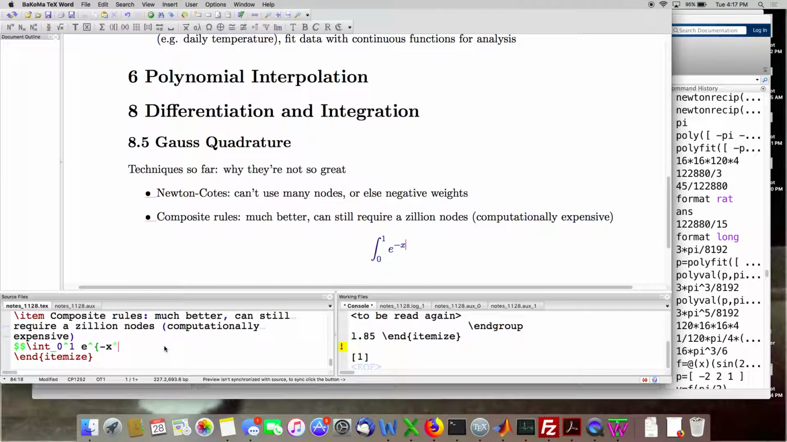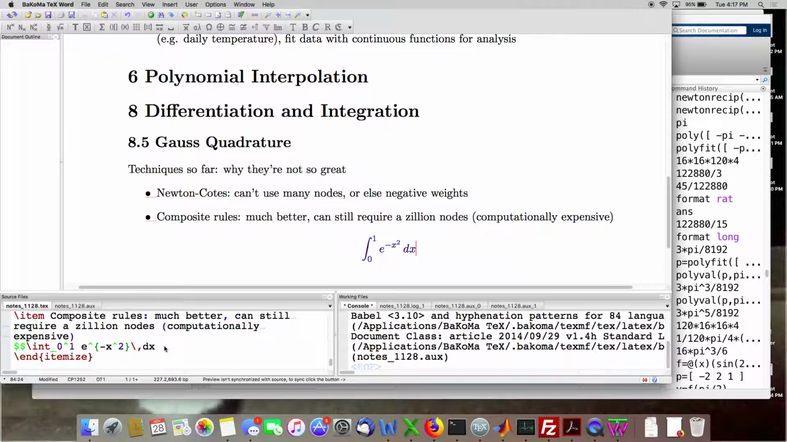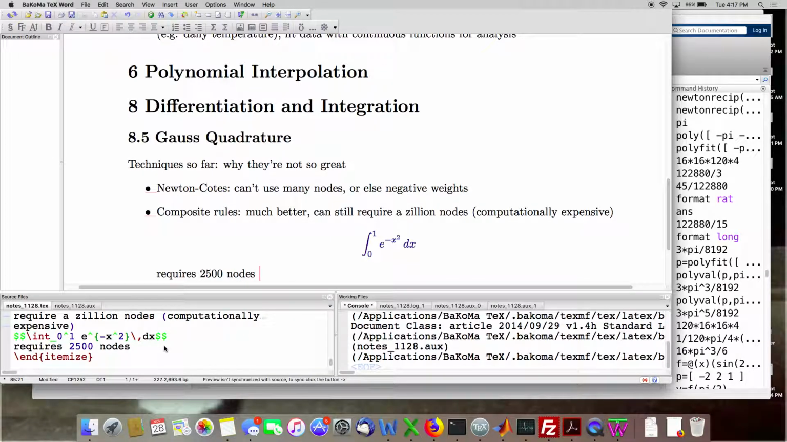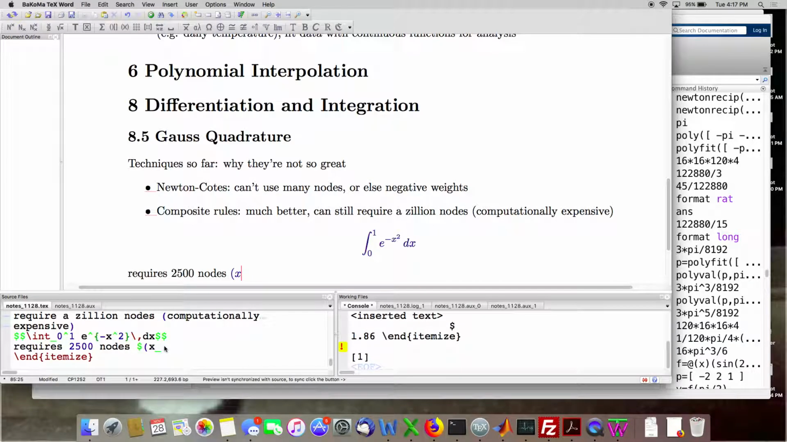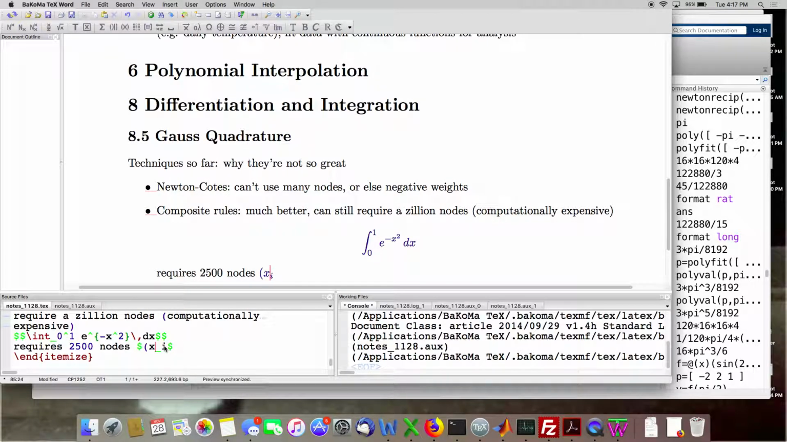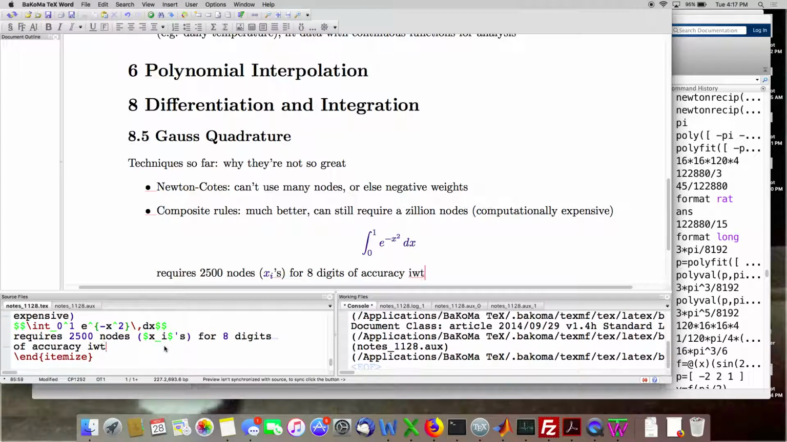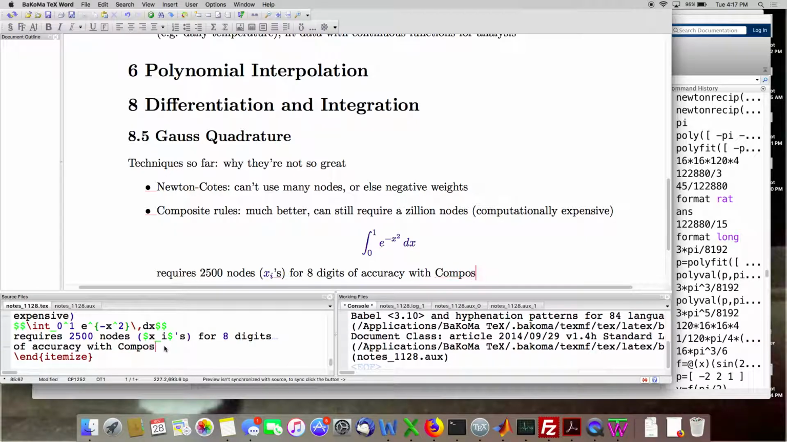This integral for a Gaussian function requires 2,500 nodes, and by nodes, those are the x values, for 8 digits of accuracy with the composite trapezoidal rule. And then much better, around 35 nodes for composite Simpson's.